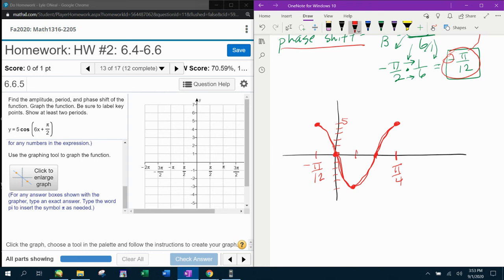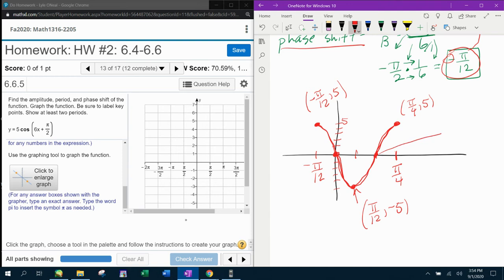So let's label some of these critical points, okay? First of all, this first point, if we label it as an ordered pair, would be negative pi over 12, comma 5. This end point would be pi over 4, comma 5. Of course, we have the origin. I don't see any reason to label the origin. This point right here is 1 hash mark over, and each hash mark is a 12th of a pi. So that's going to be at 1/12 pi, negative 5, okay?